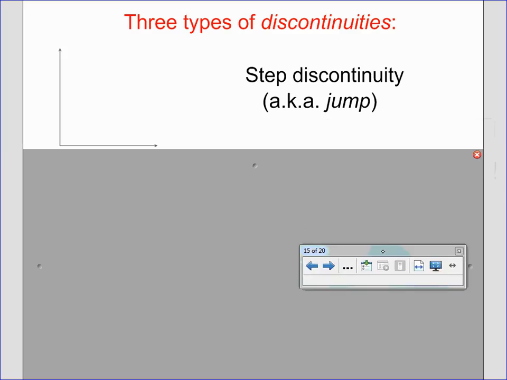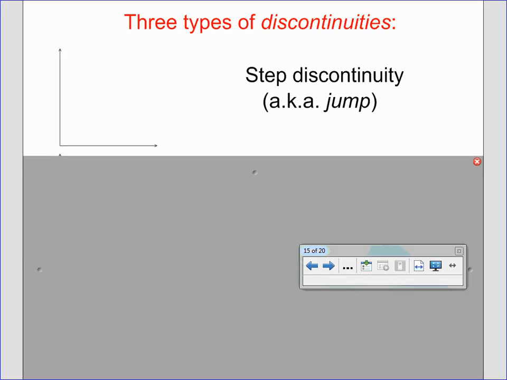We've got 3 different types of discontinuities, and so we've got what we call a step discontinuity. That's synonymous with a jump discontinuity. And so on your note sheet, let's go ahead and draw a nice little step discontinuity. We could say, maybe my function is moving along and zoop.